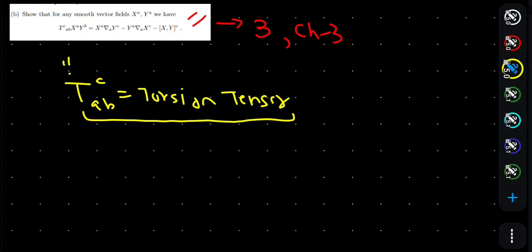Here we have to prove that when we apply the torsion tensor to certain vector fields X^A and Y^B, we get this particular result, as you can see here, and we're going to prove that. So let's see how we can do that.